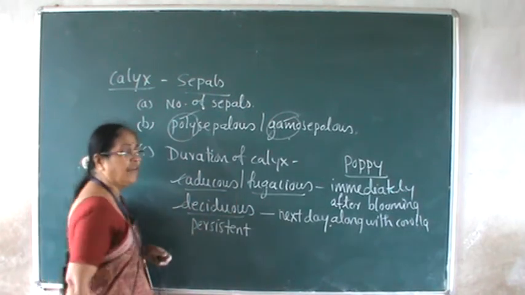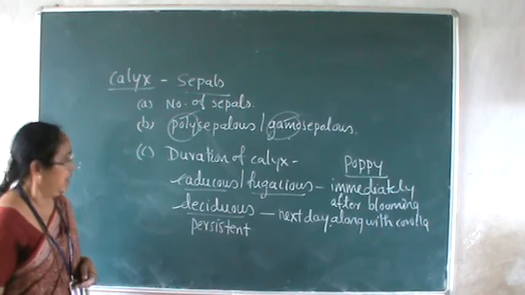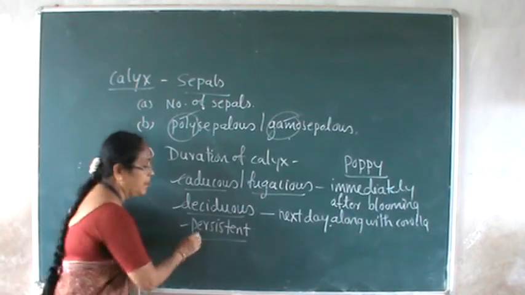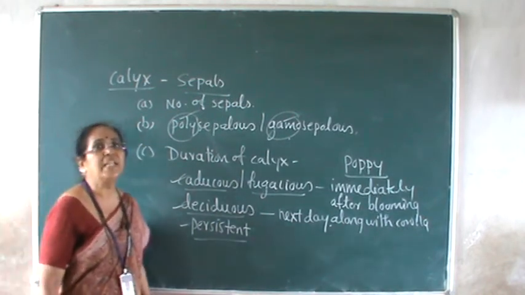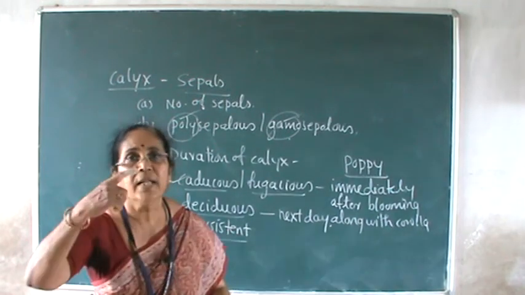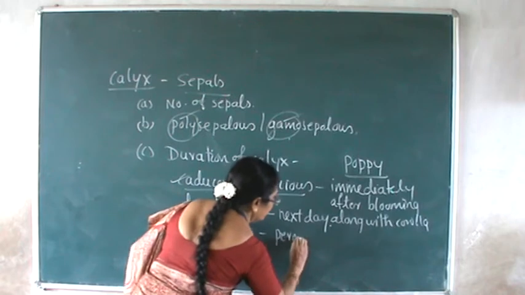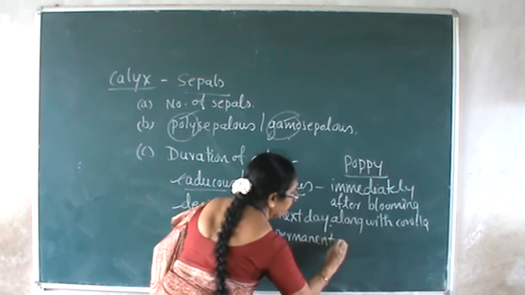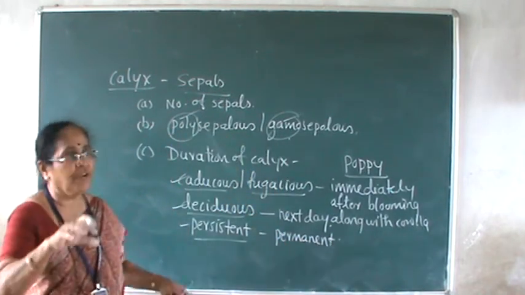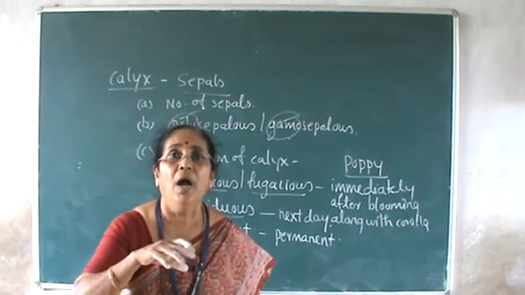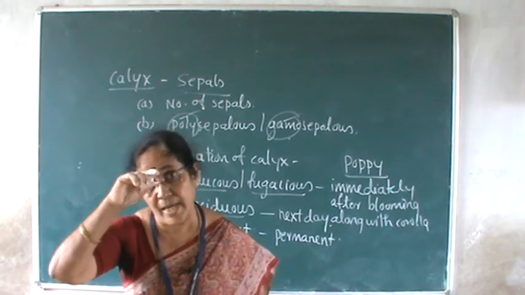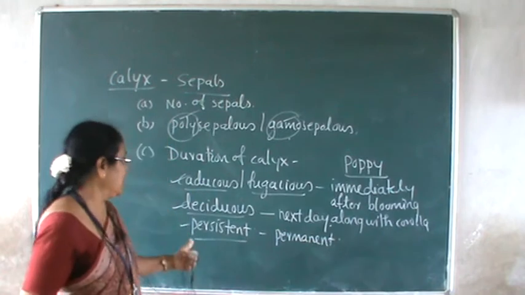Second, it falls off along with the corolla the next day. The third is persistent, permanent. If the calyx remains permanently until the ripening of the fruit, okay, so this is permanent. The calyx stays on the flower, it remains until the ripening of the fruit, and then it is called the persistent kind of calyx.